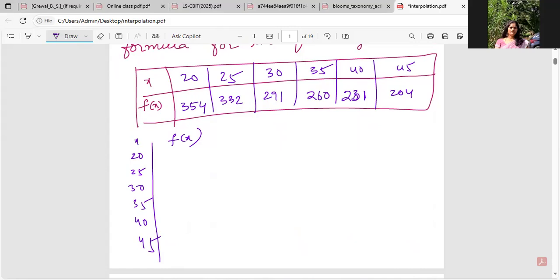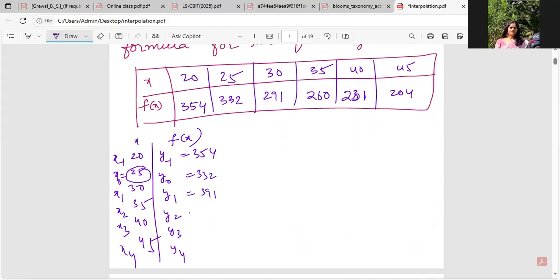The value that I'm being asked to find is f(22). So I will choose this one to be my x0, and this one to be my x1, x2, x3, x4. And then this would be x minus 1. Now y minus 1, y0, y1, y2, y3, and y4 will be as follows. 354, 332. It's just the notation, because I have to keep track of forward, backward, forward, backward.